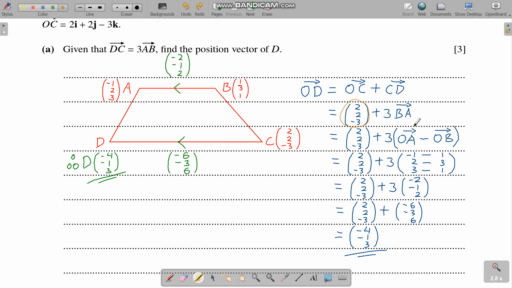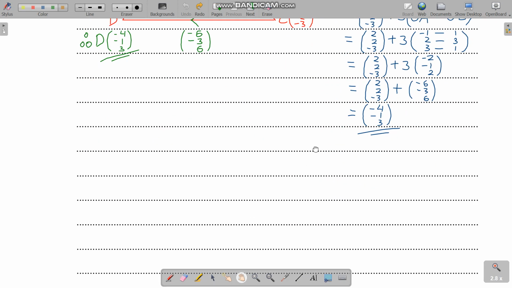So the BA is OA minus OB. If you have the displacement vector BA, that is the coordinates of A minus the coordinates of B. So A minus B, we have A, we have B, so just subtract, you get the vector BA, right? So we multiply by 3, we add, and we get exactly the same result. So that's the coordinates of D.